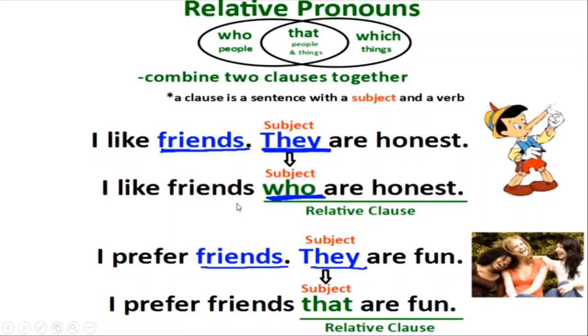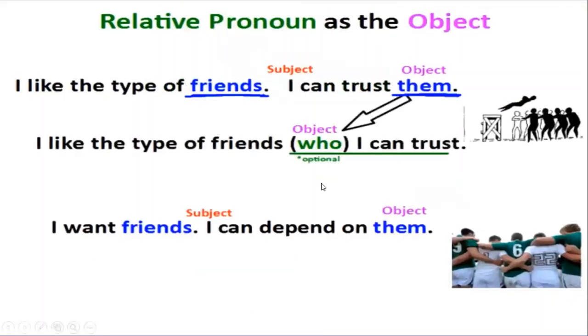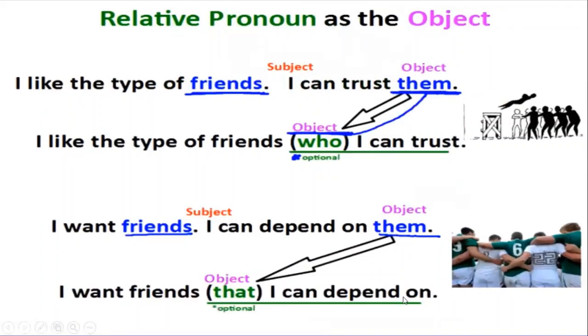So here, I like friends who are honest. All of this is the relative clause? No. The relative clause is only who are honest, right? Here the relative clause is that are fun. So the relative clause begins from the relative pronoun till the end of that sentence, all right? So in this case, what is the relative clause? Who I can trust. And here, that I can depend on. Yes, those are the relative clauses, right?